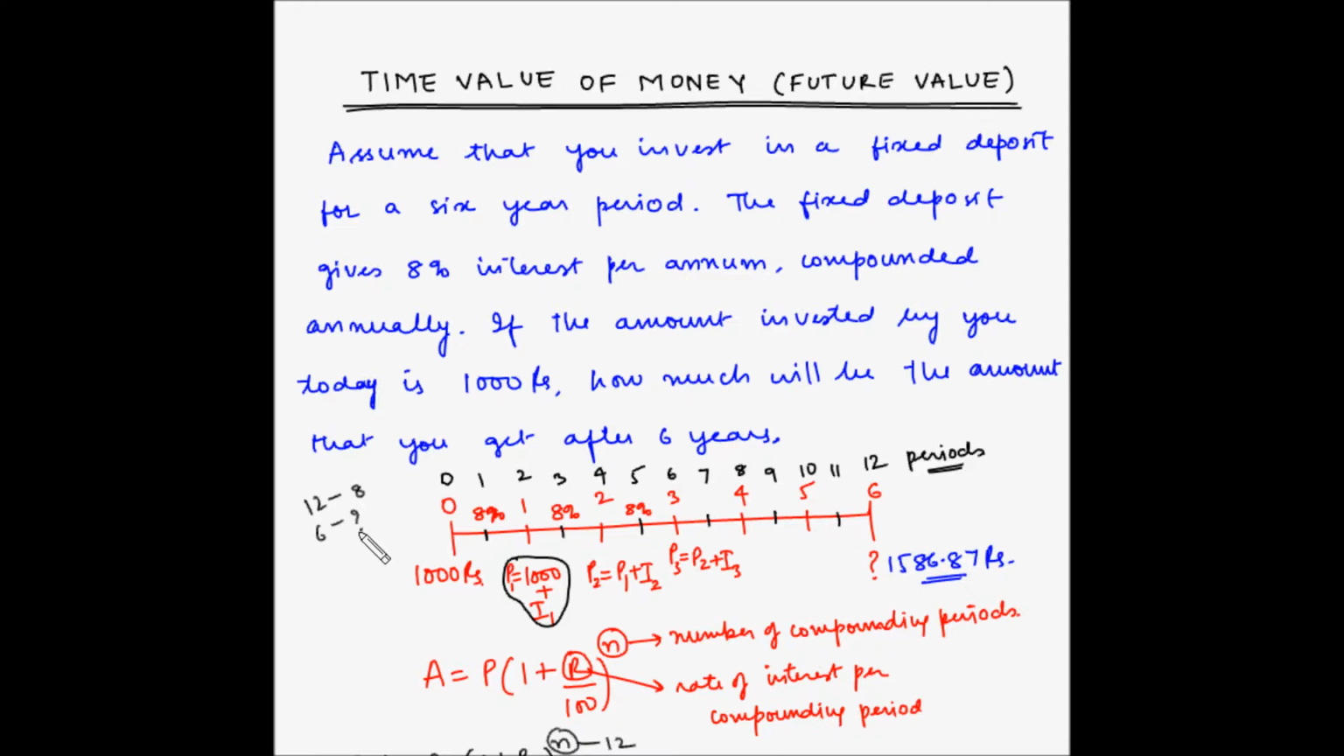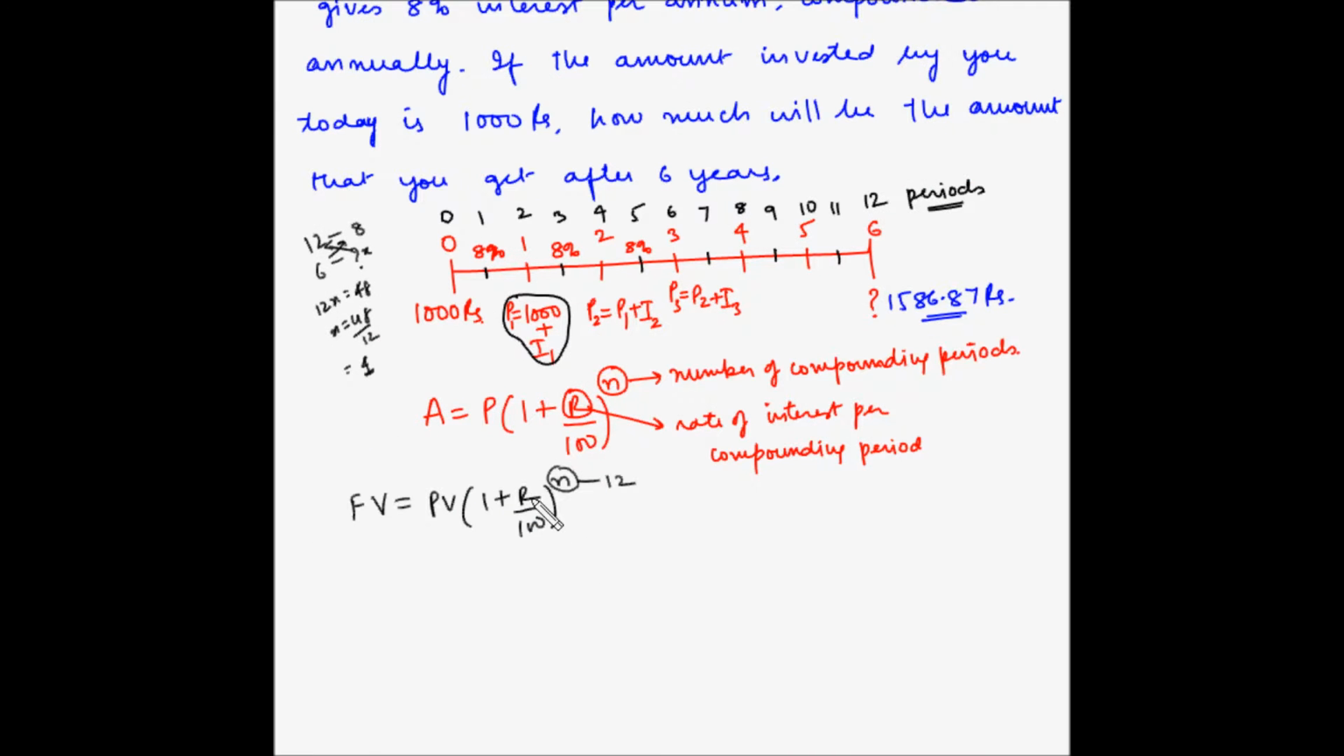So for 6 months, how much? Cross multiplication. So let's say this is x. So 12x is equal to 6 8s are 48. X is equal to 48 by 12, which is equal to 4. So the rate of interest for 6-month period is 4%. So now let's plug in the values. So future value is equal to, present value is 1000 into 1 plus 4 by 100 to the power 12. So 1000 into 1 plus 0.04 to the power 12. So 1000 into 1.04 to the power 12.